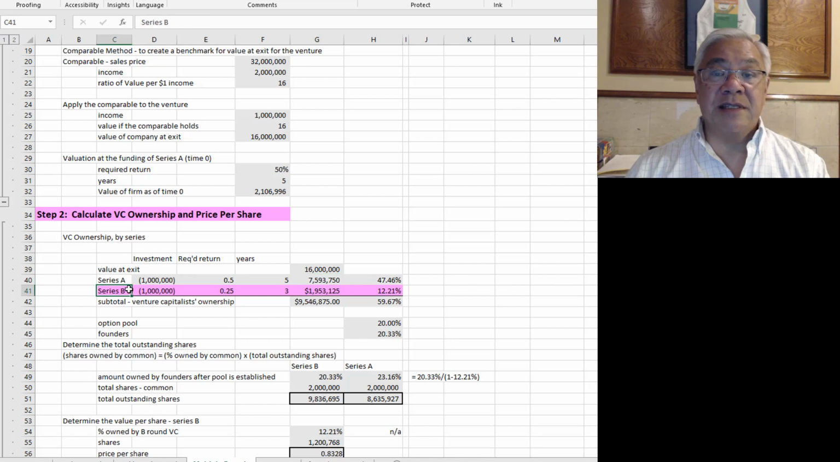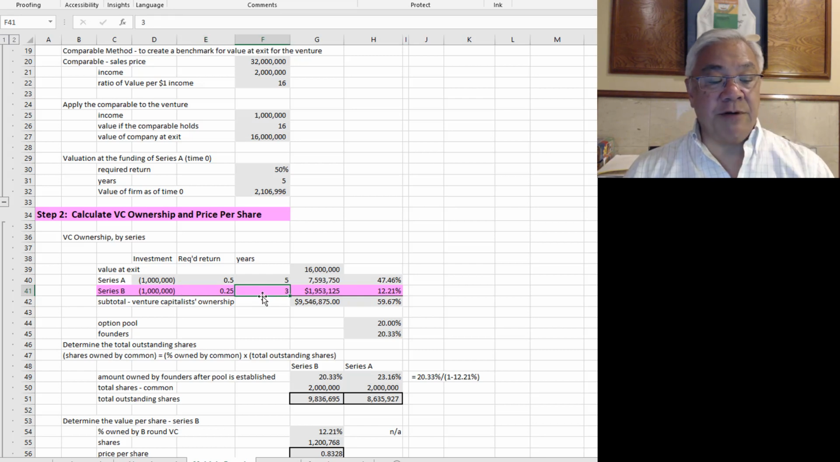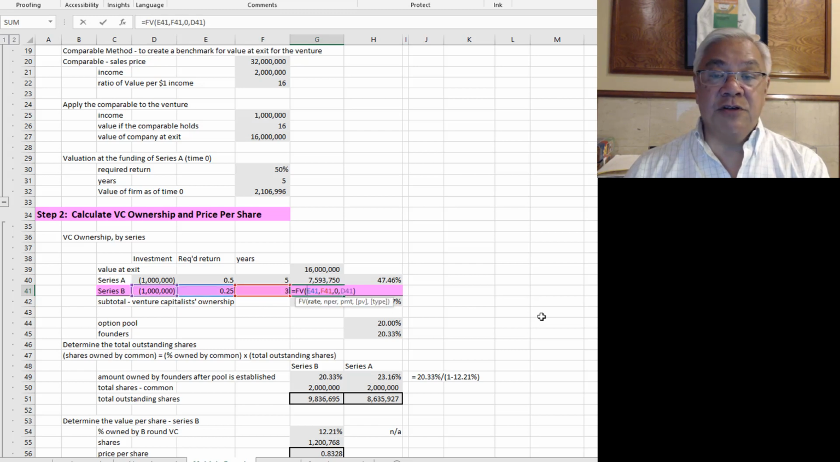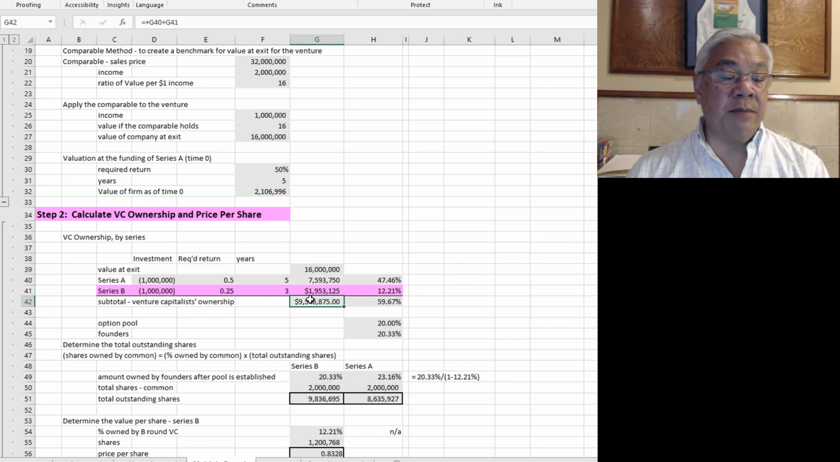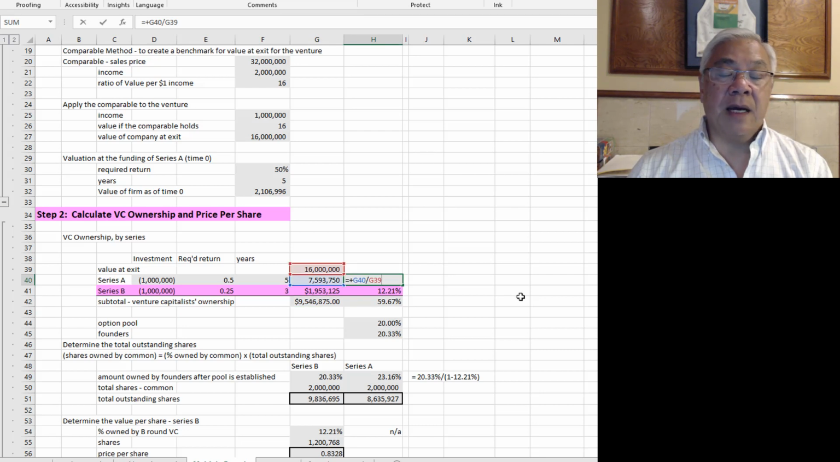Next, the Series B people. This is the new one, right? So they put in $1 million, 25% expected rate of return, 3 years, because this year is 3, 4, 5, 3 years. So that future value is future value at 25% for 3 years, 0 payment, and $1 million initial investment, which means that money should be worth 1.953 in year 5. And so now we have a total of how much is going to be owned by the VCs for the Series A and B. Now we know the value of the company is estimated at 16 million. So this number here is the amount that 7.59 represents of 16.